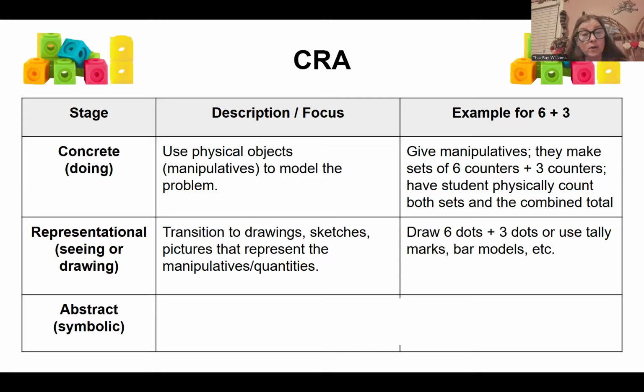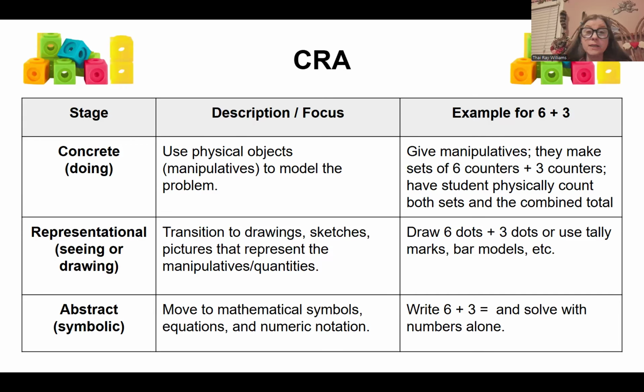And so going back to our example of 6 plus 3, if they were at a representational stage for addition, they would draw 6 dots, and then they would draw 3 dots, or they could use tally marks, or they could use a bar model, and then they are going to count the total of those sets combined. All right, now the third level is abstract, and this is a symbolic level.